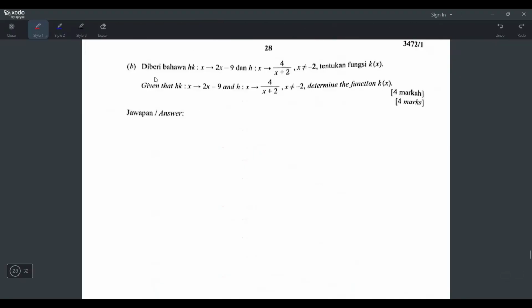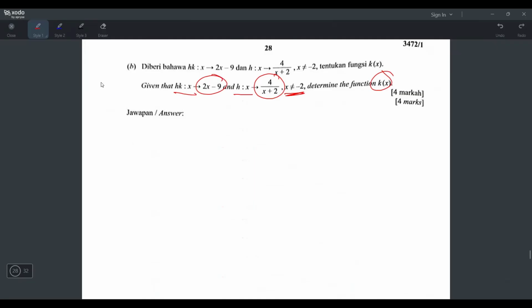Oh, got another 4 marks. I'm not done. Ada lagi bahagian B. Oh yeah, I forgot this part B. So it's a bit longer. Let's go. Given that hk(x) is 2x minus 9 and h(x) equals 4 over x plus 2, x cannot equal negative 2. So this is the undefined case for this function. Determine the function k(x).